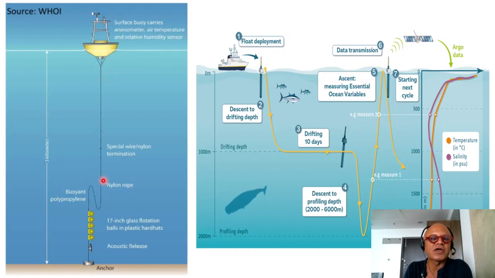There is a special wire or nylon termination. So you have buoyant polypropylene, so 17-inch glass flotation balls in plastic hard hats, acoustic release, so the mooring can be disconnected using acoustic release, and you can have thermistor chains along the way. You can have salinity, you can have current meters, and so on and so forth.